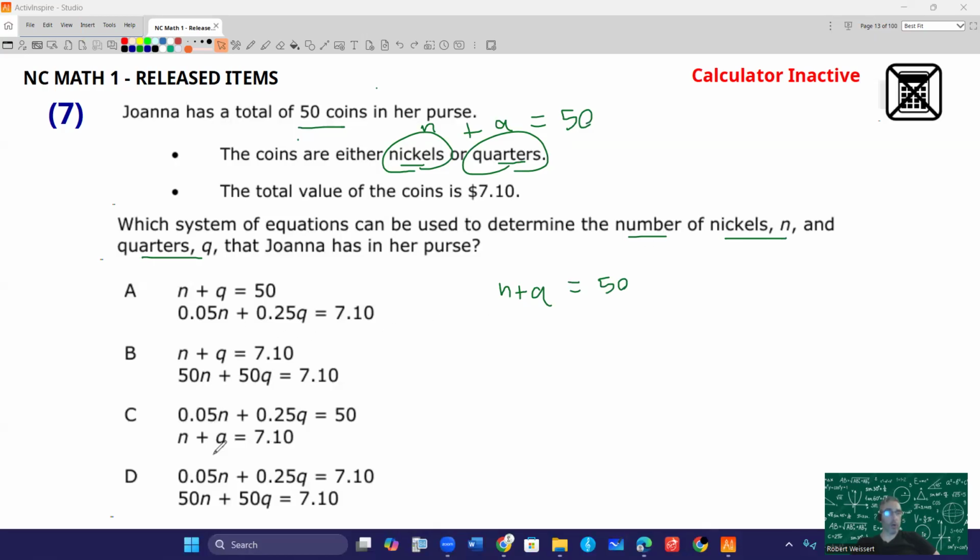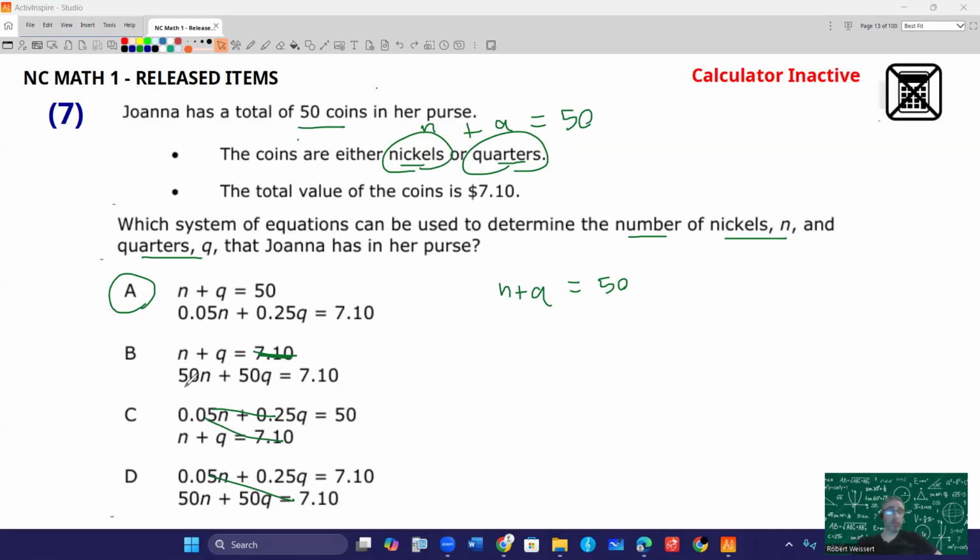So we're obviously going to get rid of that and that because they do not have that. In fact, N plus Q should just be 50. Honestly, we can get rid of this one too. So without really doing any work, my answer is going to be A. You just got to know this, the coins add up to 50.